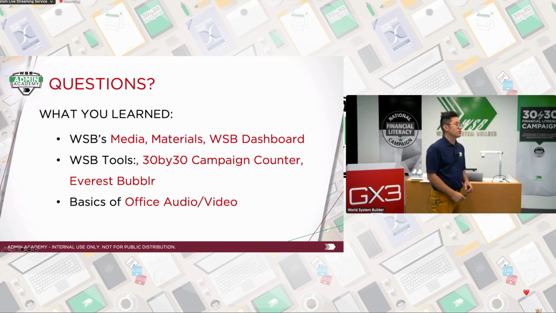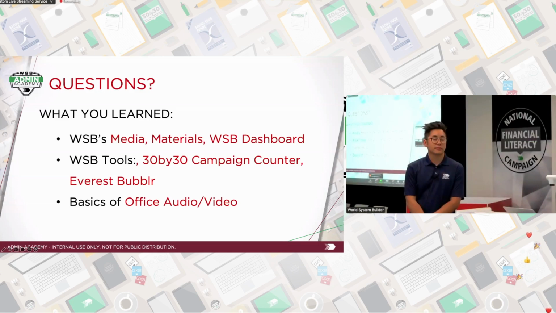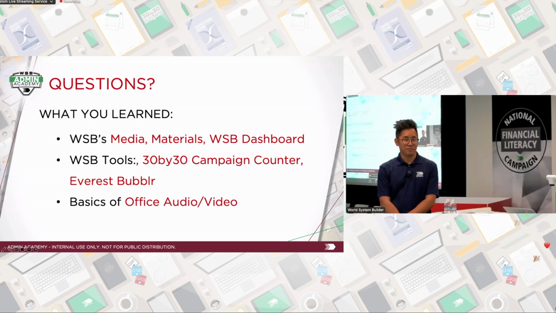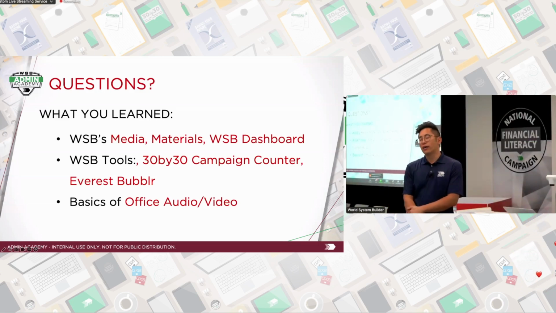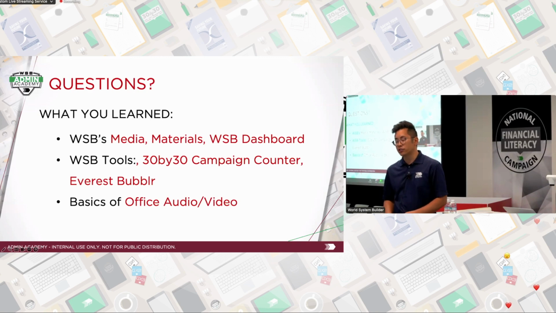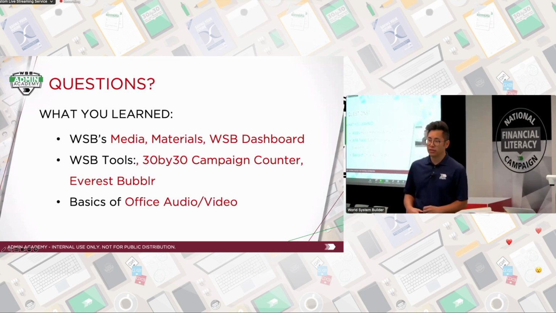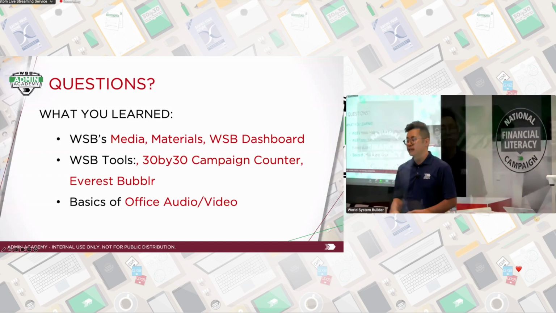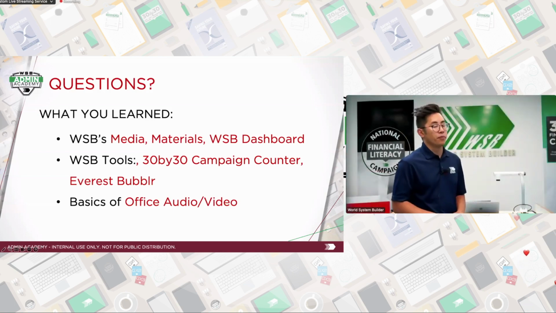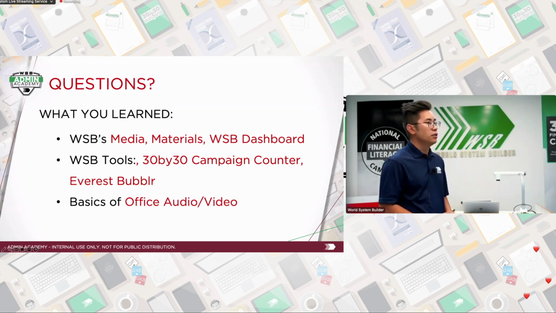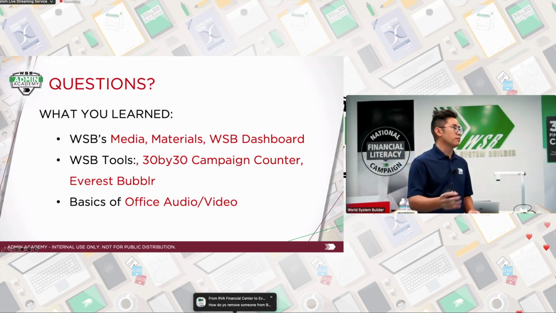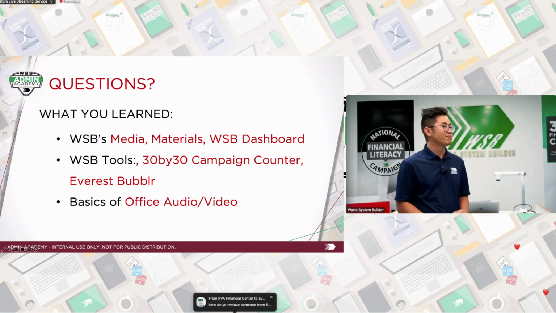If you make a data entry error in the 30x30 campaign counter, is there a way to fix it? Yeah, that's a good question. As of now, there isn't. But it is on the list of things that we consider, so we'll see if that comes up later on. If that changes, we'll let you know. Cool.